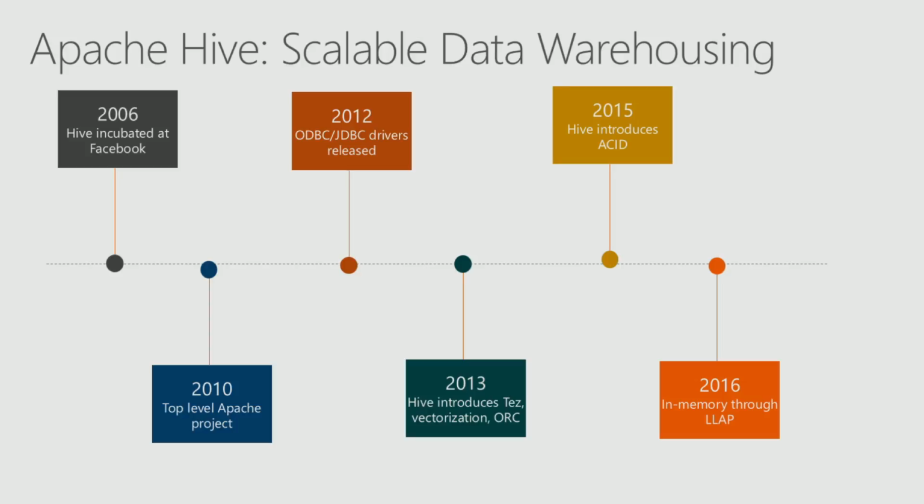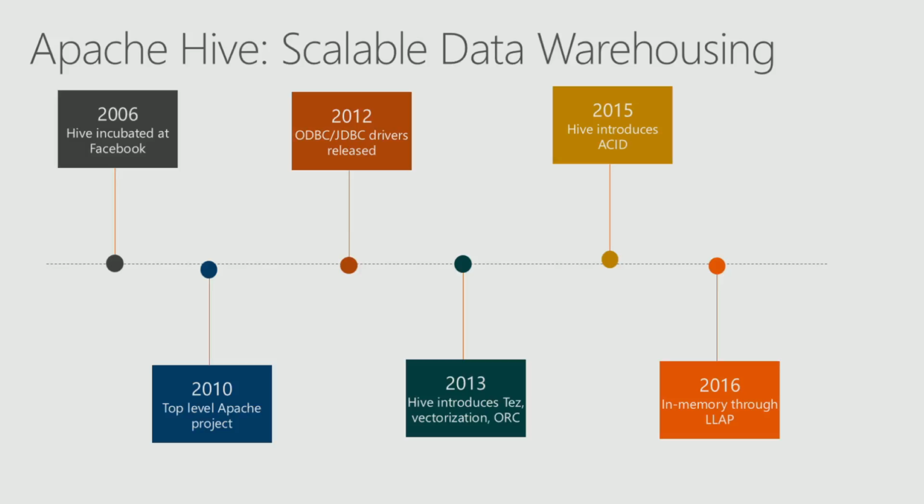Underneath, it converts it to like MapReduce. So you can see over the last 10 years, there's been a lot of innovation. In 2006, after it was incubated at Facebook, in 2010 it was made an Apache project, which meant a lot more innovation started happening.